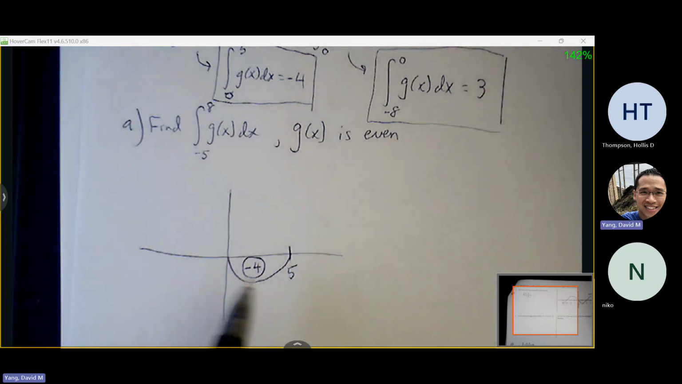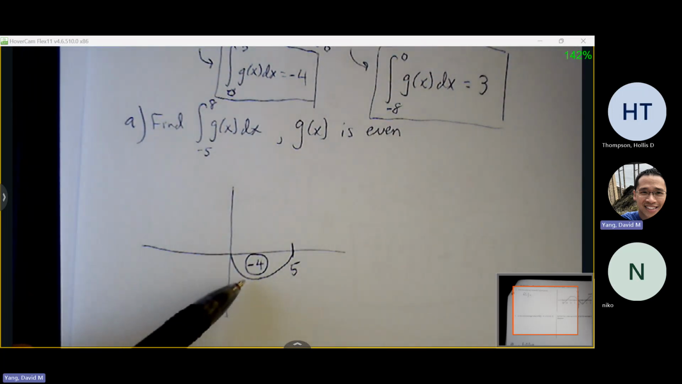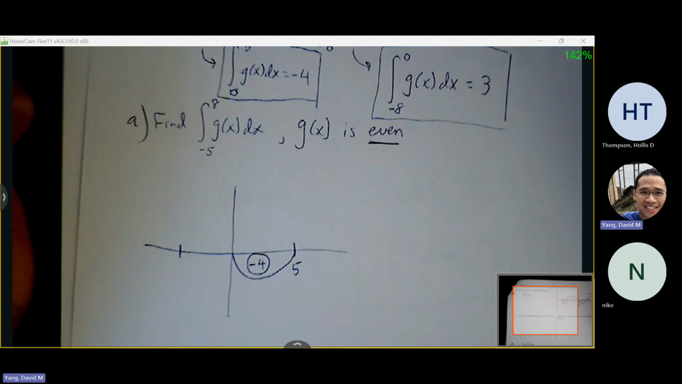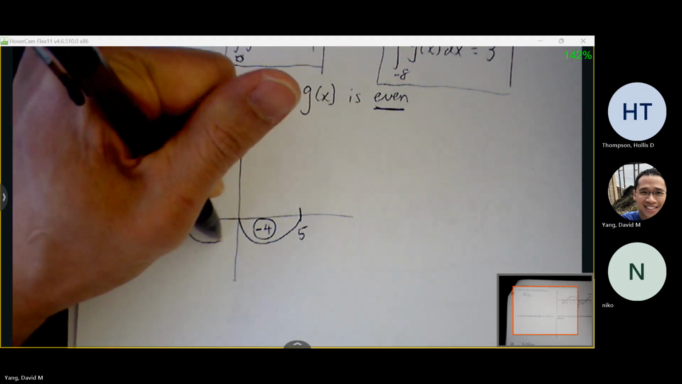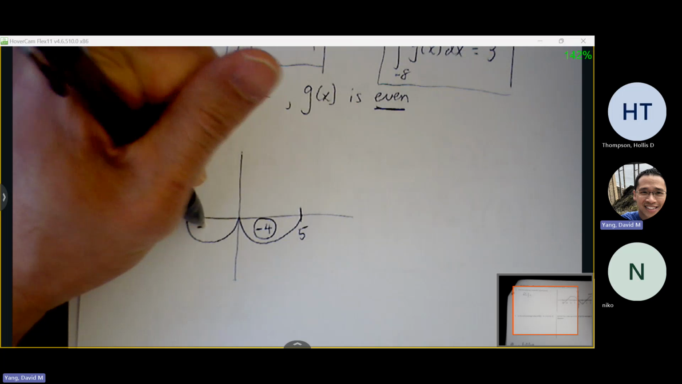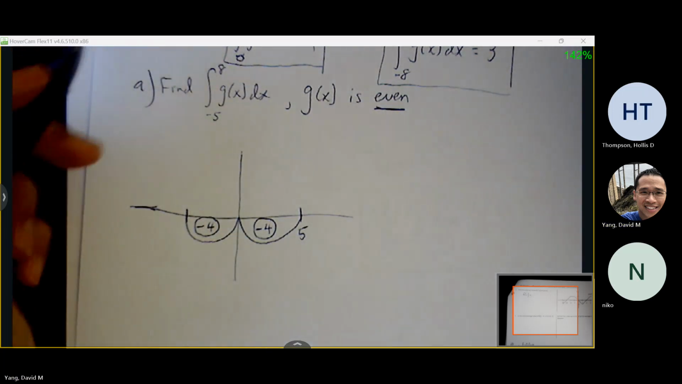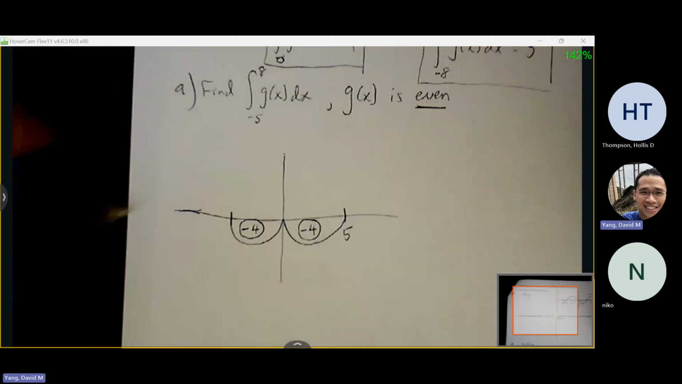Okay, before we move on to the other larger interval, what can we say about the other side? Also -4. Yeah, even function. So you're going to make the same, copy the same thing on the other side. Okay, we're ready for the larger interval. Larger interval is going from -8 to 0.